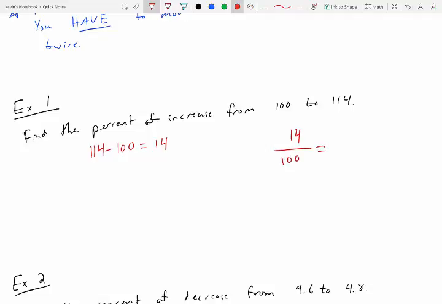And if we divide that out, we're going to get 0.14. And again, we have to move the decimal twice to the right, so 1, 2. So my percent of increase is 14%. And it's increasing because it went from 100 to 114, so the number got bigger.